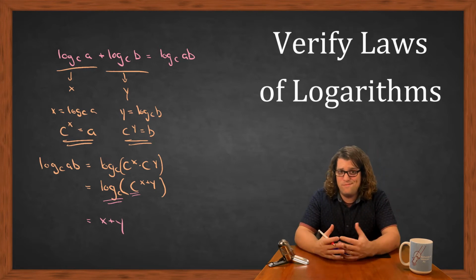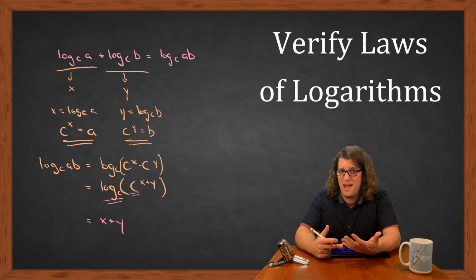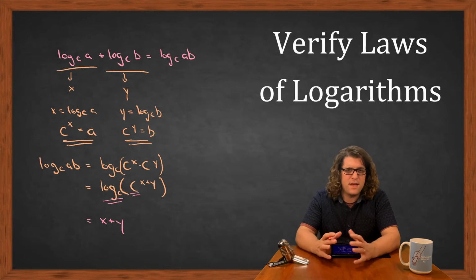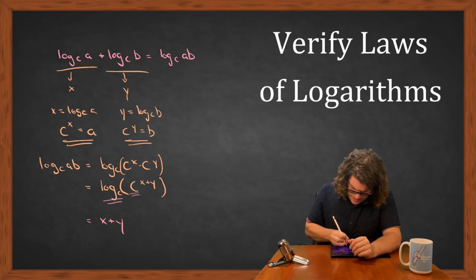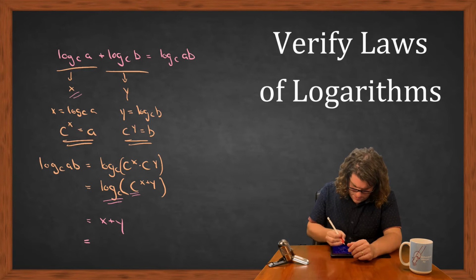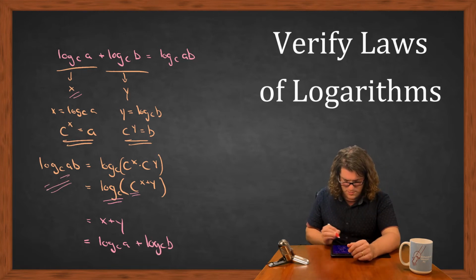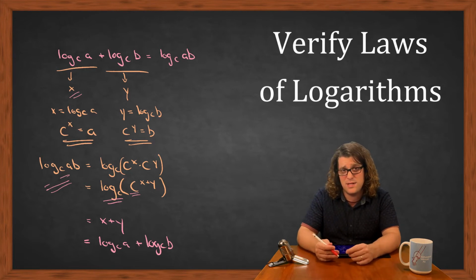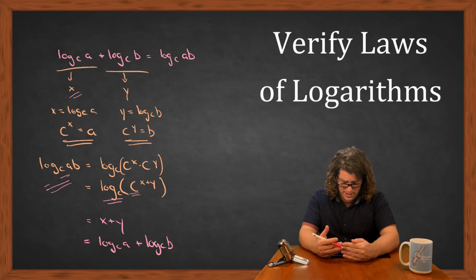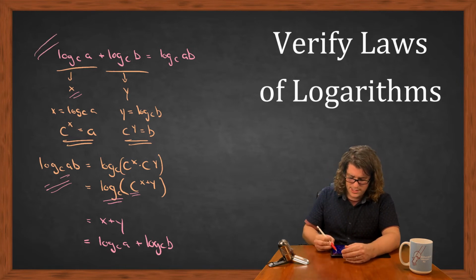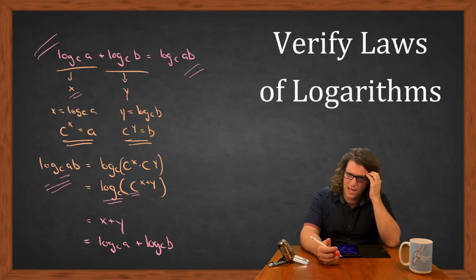Now, that is all well and good, but I made up x and I made up y. So I'm going to replace those with the types of things that I had with the initial statement. So my x, according to what I have up here, is actually log base c of a, and my y is log base c of b. So what we've done is we've started with this expression, which is the one I have on the right to begin with, and we've shown that it is the same as the expression on the left. Therefore, this is true as long as we have values that work.